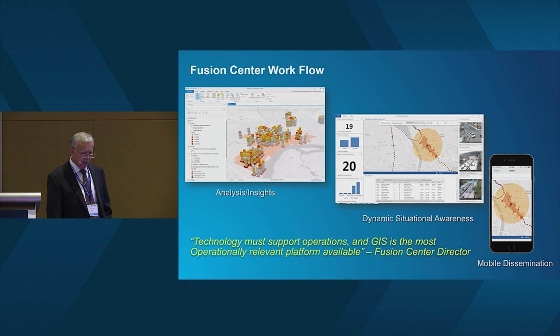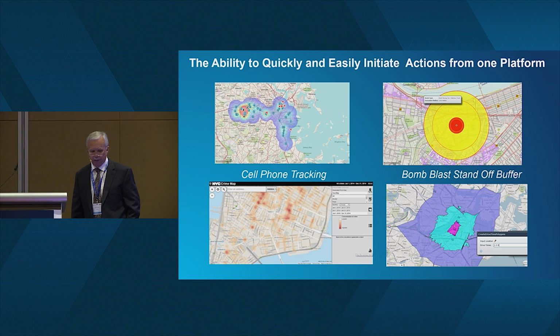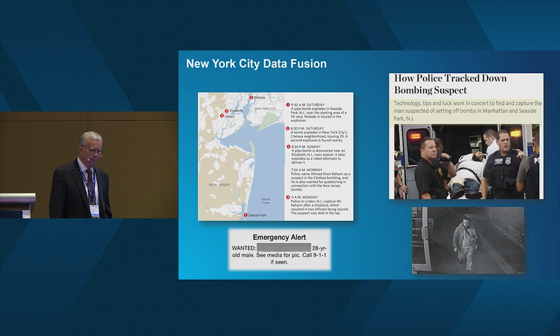I think the quote below, from one of the directors who wanted to remain anonymous, is that GIS is the most operationally relevant platform for fusion centers. In addition to providing the fusion center with the capability to integrate, they now are driving analytics that operations people can drive right from the interface, whether it's bomb blast standoff, whether it's cell phone tracking, or other requirements. It can be done quickly and easily from the interface to support fusion centers.